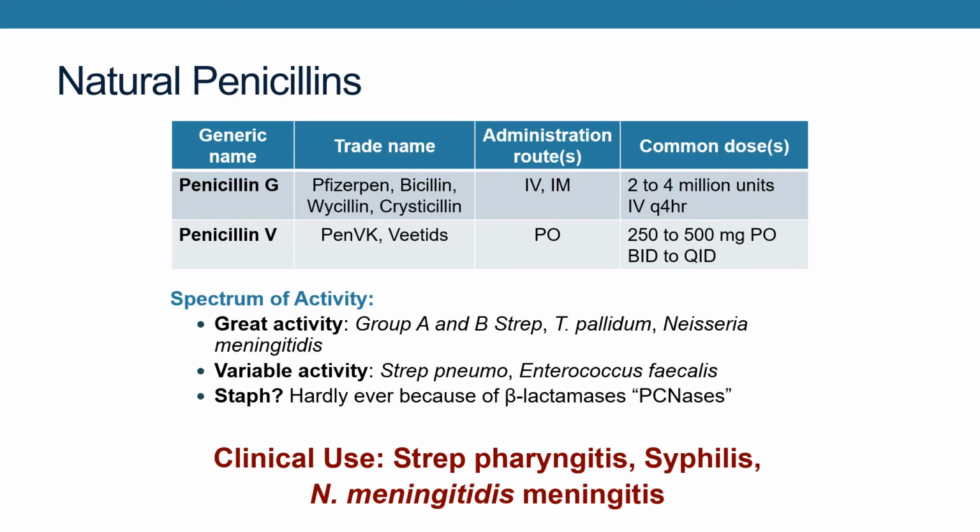Penicillins have great strep coverage, but they do also cover some other bugs really well, such as Treponema pallidum, better known for causing syphilis, and Neisseria meningitidis. It has variable activity against strep pneumo and enterococcus, meaning they should not be used empirically if these organisms are suspected. And as far as staph coverage goes, it's hardly ever effective because staph quickly developed resistance to these penicillins. Some of its clinical uses are things such as strep pharyngitis, syphilis, and meningitis caused by Neisseria.